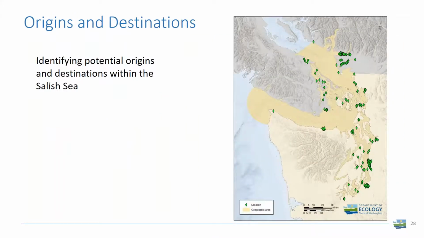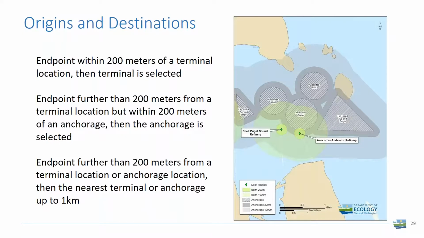In order to assign origins and destinations to the endpoints that were identified by the track algorithm, we've created a list of terminal locations and official and unofficial anchorages that cover both the US and Canadian portions of the waterway. And you can see the locations marked here with green diamonds on the map. Using this list, we've created a set of rules that identifies how a track endpoint should be assigned to one of these as an origin or destination.